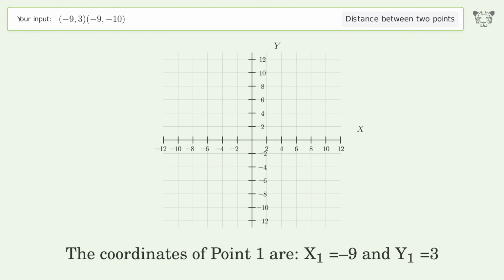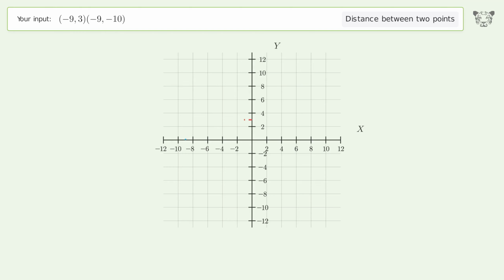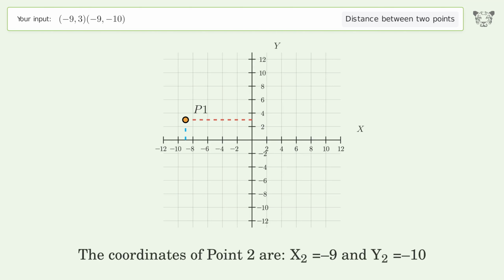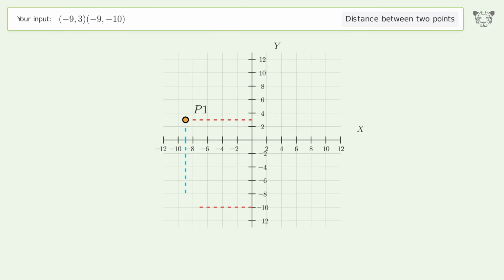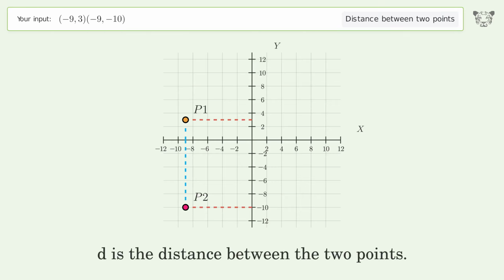The coordinates of point 1 are x1 equals -9 and y1 equals 3. The coordinates of point 2 are x2 equals -9 and y2 equals -10. D is the distance between the 2 points.